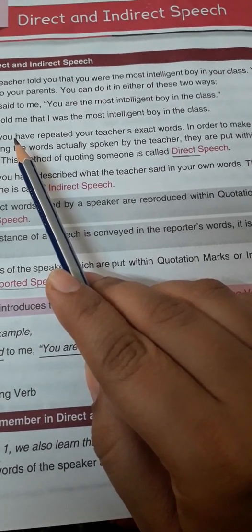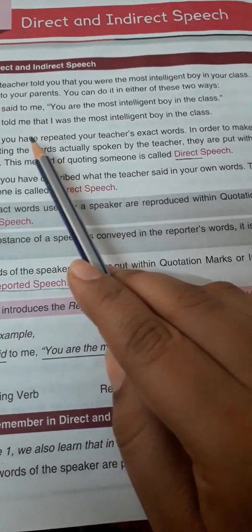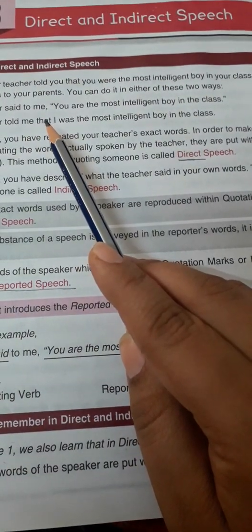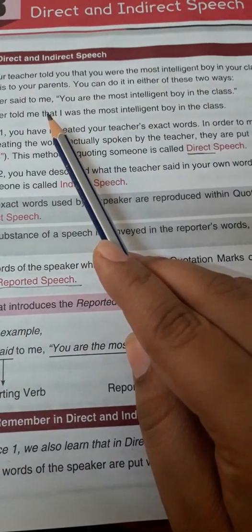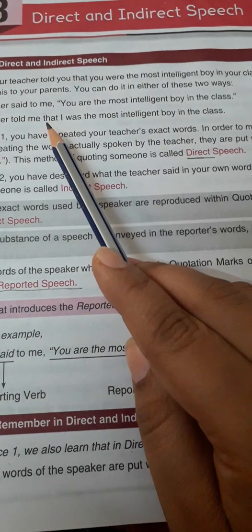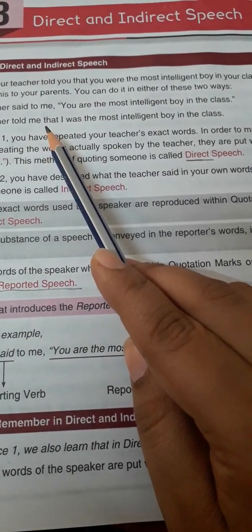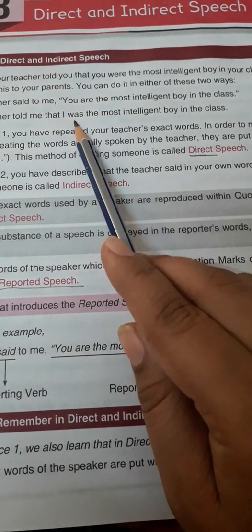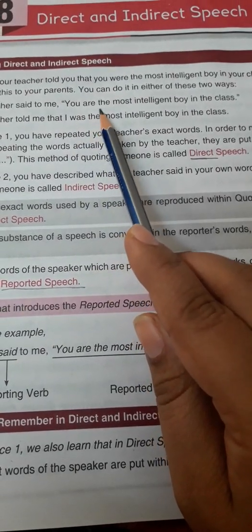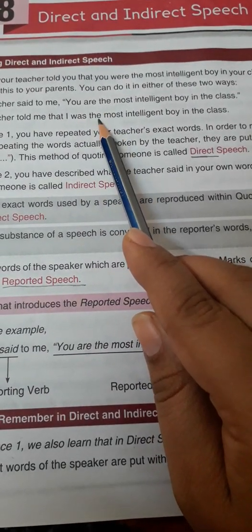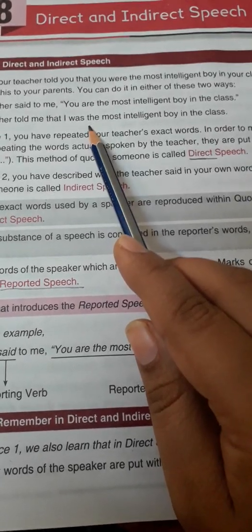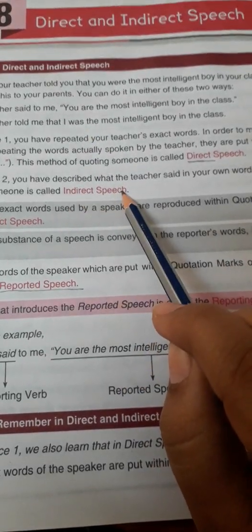Whereas in the second sentence, you have described what the teacher said in your own words. You expressed your teacher's words in your own words. You are not telling the exact words spoken by the teacher, rather, you are telling the same thing but in your own words. That is called indirect speech. This method of quoting someone is called indirect speech.